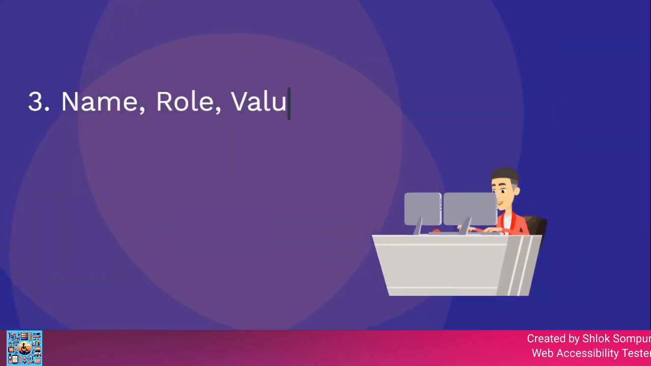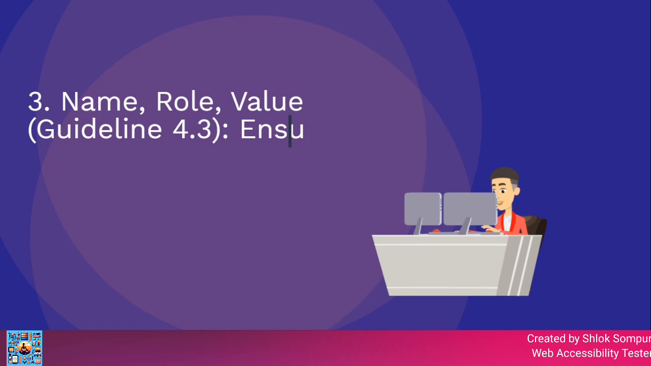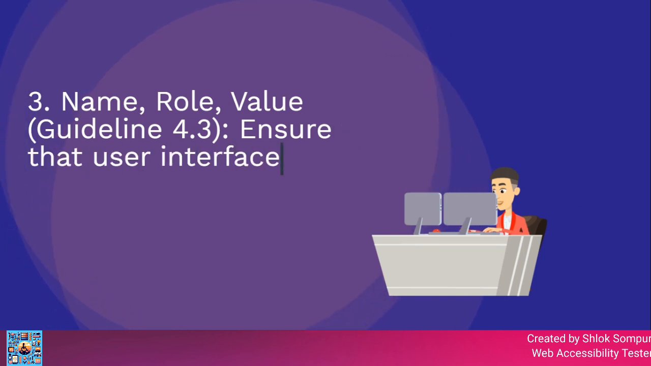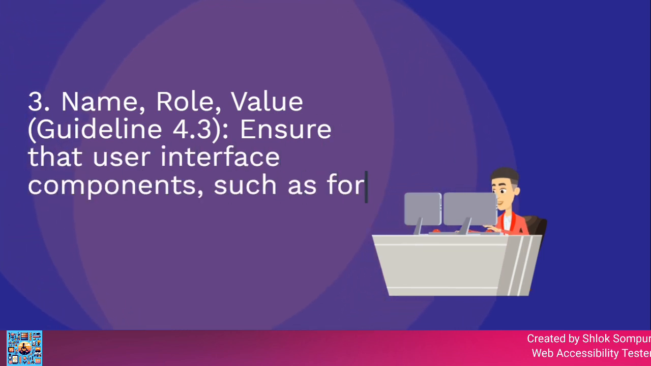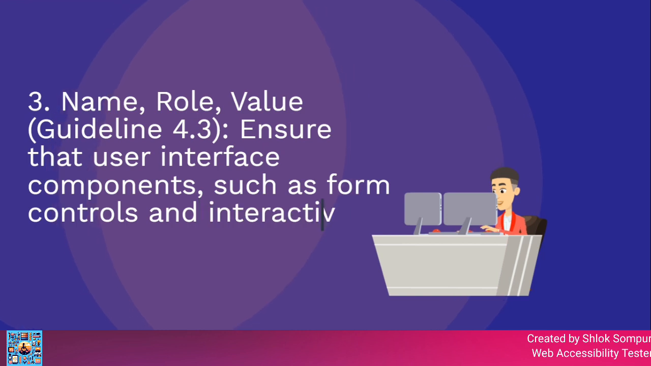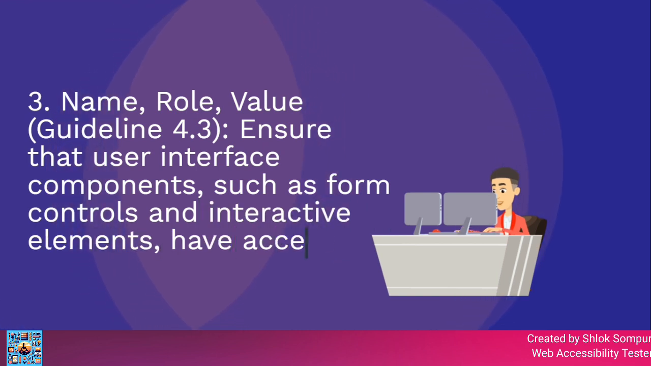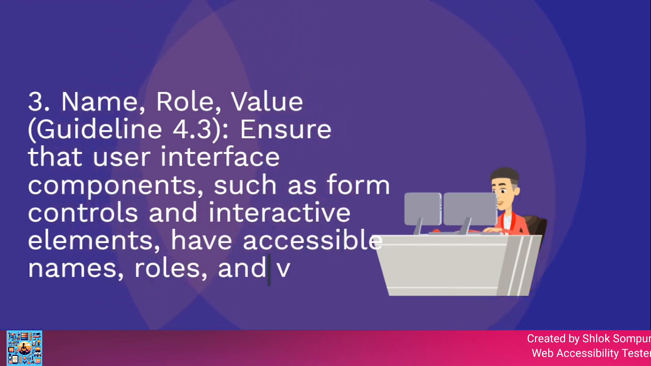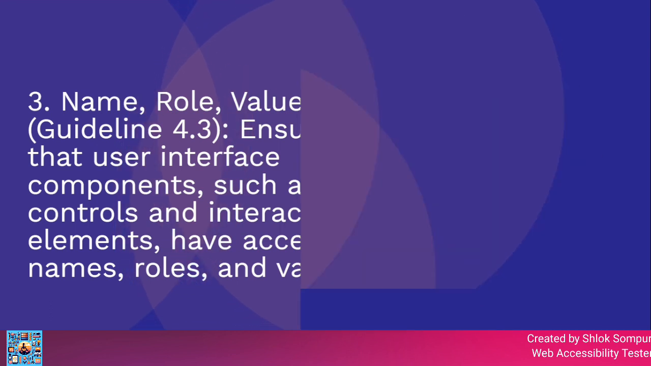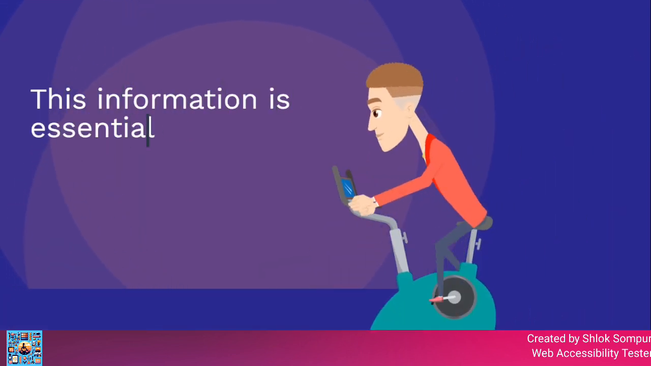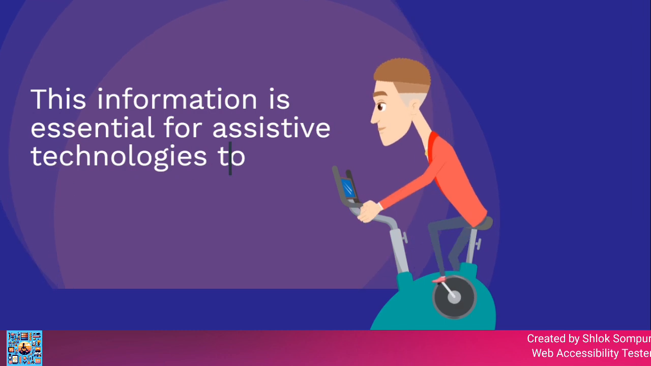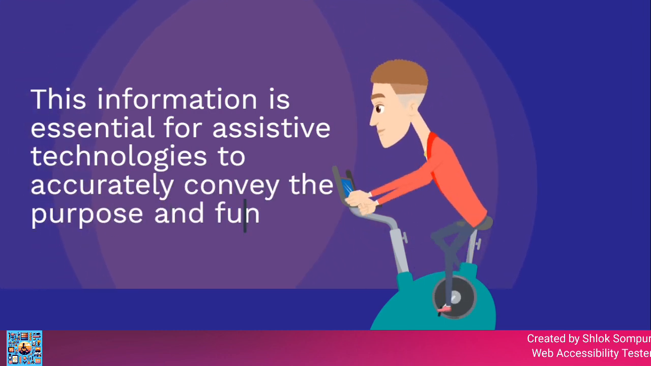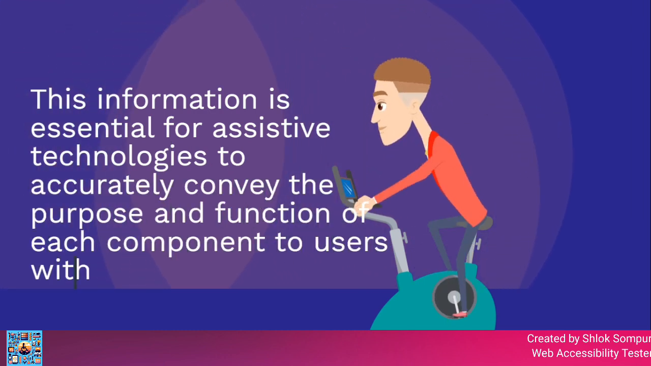3. Name, role, value. Guideline 4.3. Ensure that user interface components, such as form controls and interactive elements, have accessible names, roles, and values. This information is essential for assistive technologies to accurately convey the purpose and function of each component to users with disabilities.